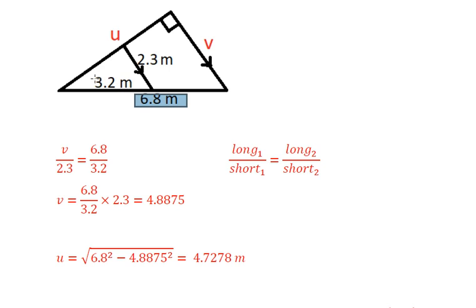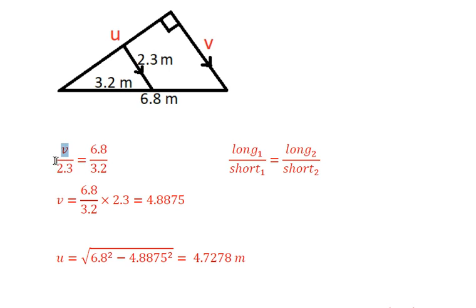The relationship there of being roughly a half is going to be the same as the relationship between this v and 2.3. Alright, so write up the formula as long over short equals long over short, and start with your unknown letter, because it makes the algebra a lot easier. So if you start with your unknown letter here, we've got v over its matching, or its similar short side, which is 2.3, and then equals the 6.8 over its matching short side of 3.2.